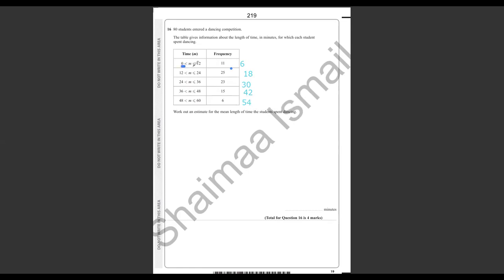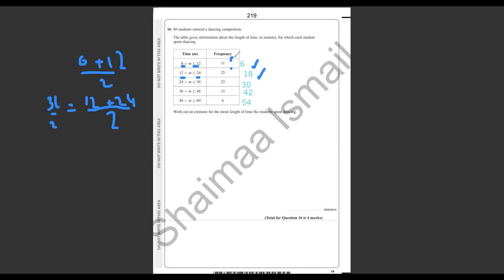Or what we do, just to get the mid interval, sometimes they are not the same, so we just add 0 plus 12, dividing by 2 gives us 6, and go on. 12 plus 24 will give us 36, and 36 divided by 2 is 18. Okay, that's another way to get it, or you get it mentally.